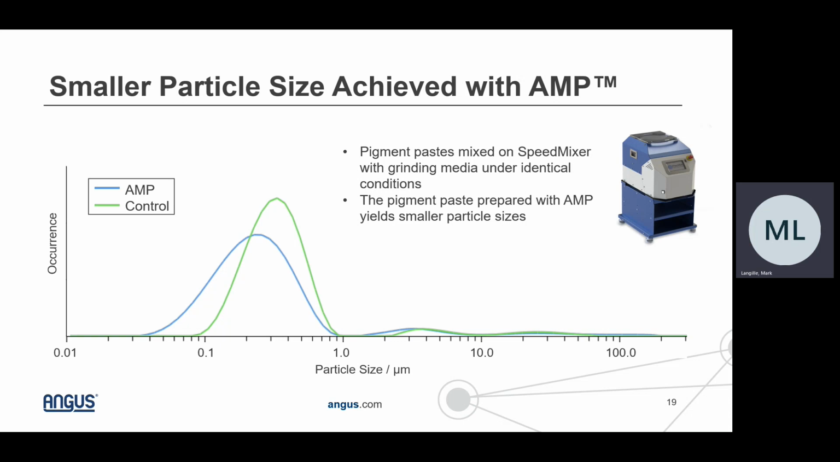So to confirm some of our initial observations, we also looked at particle size of these two pigment pastes. They were both prepared using identical protocols, using grinding media in a speed mixer. And we found that the particle size analysis confirmed our initial belief that AMP can yield smaller particle size pigments, which is the data in blue, as compared to the control pigment paste, which is in green, which has a larger average particle size.